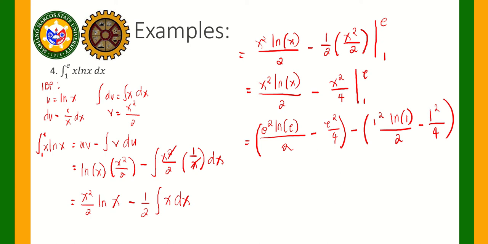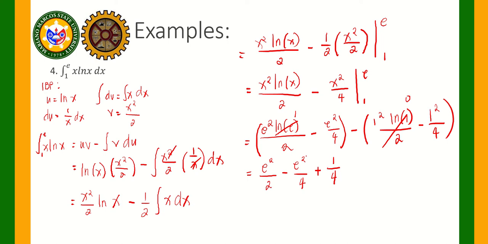Okay, so ln of e natin is equal to 1. Okay, so if you compute that on your calculator, that is equal to 1. And ln of 1 is equal to 0. So, if this is 0, then this whole fraction is equal to 0. So, we simplify further. This is equal to e squared all over 2 minus e squared over 4. And negative times negative, that is plus. 1 squared is 1. So, 1 over 4.